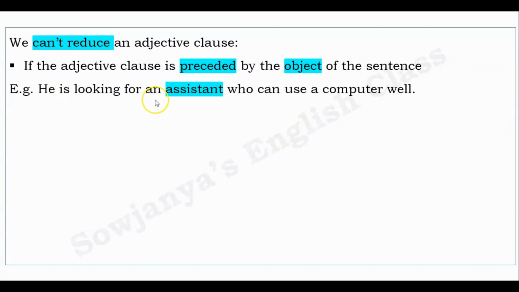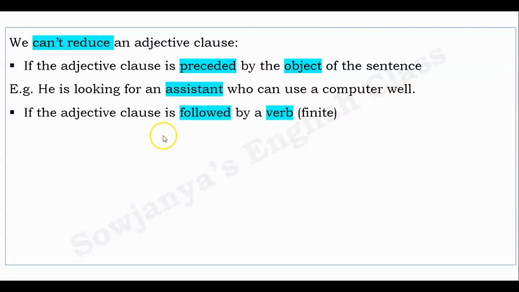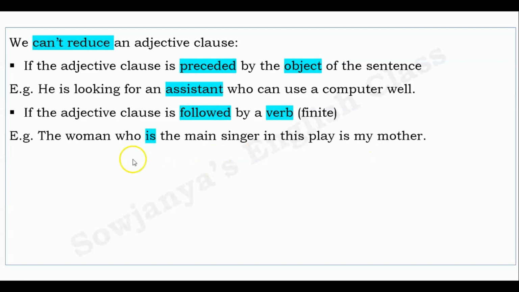Try. He is looking for an assistant, can use a computer well. It doesn't make any sense, right? And if the adjective clause is followed by a finite verb, main verb, then also it can't be reduced. For example, the woman who is the main singer in this play is my mother. The clause in this sentence is who is the main singer. So here we have a finite verb is, so it can't be reduced. Try. The woman, the main singer in this play is my mother. It doesn't make any sense.